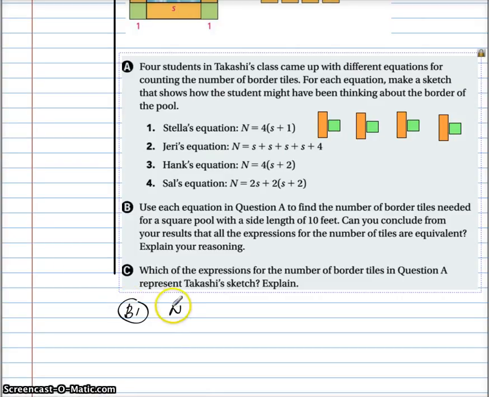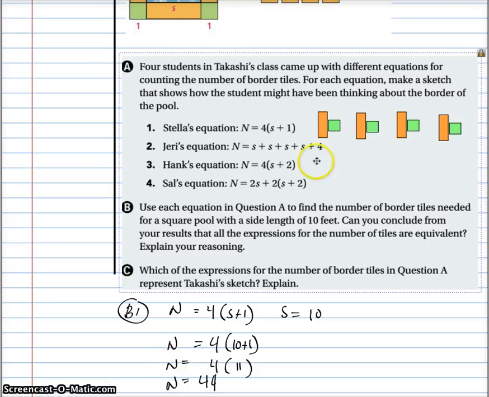B1, the equation is n equals 4s plus 1, and s for all of them will equal 10. So I'll have number of tiles is equal to 4 times 10 plus 1, n equals 4 times 11, n equals 44. And then you're going to do that for this one, for Hank's equation, Sal, and Jerry's. Okay, I'm going to continue the video on the second video.